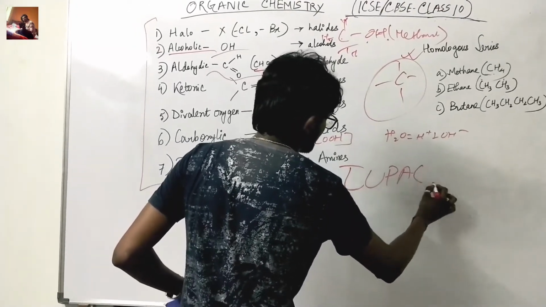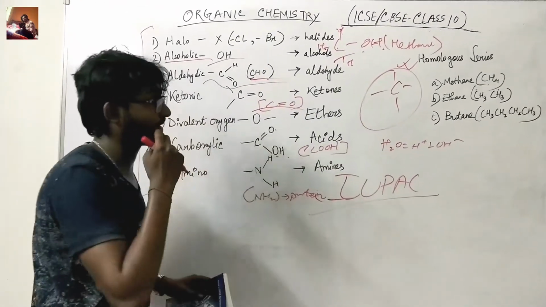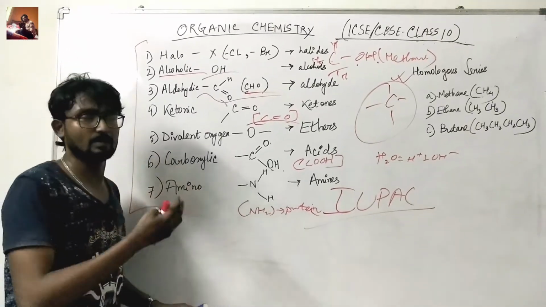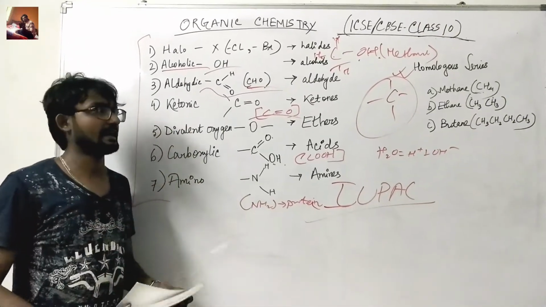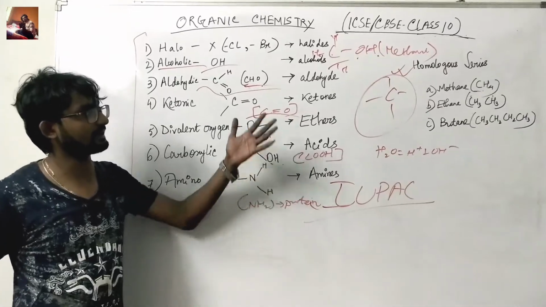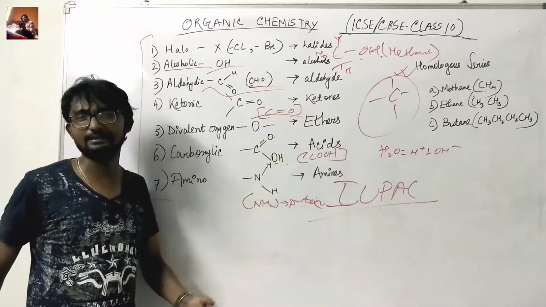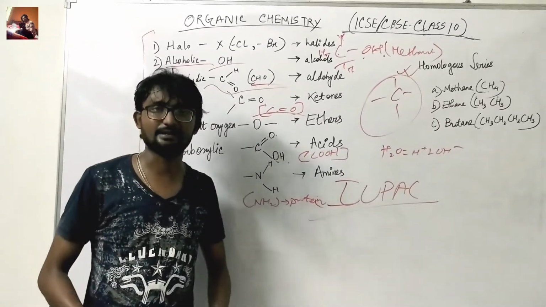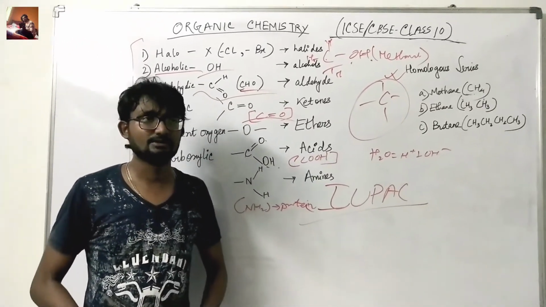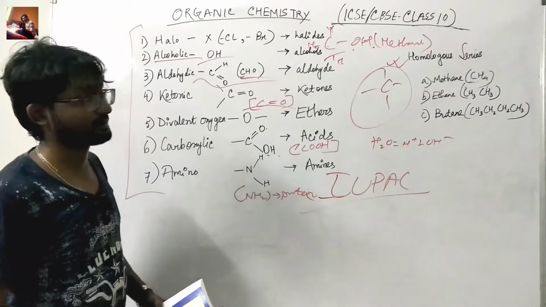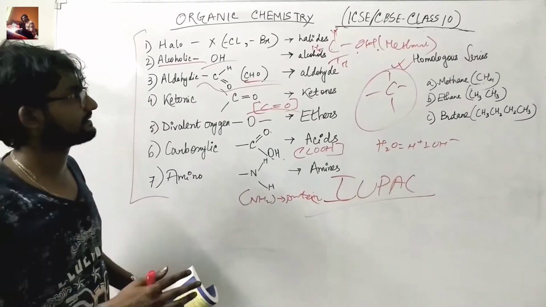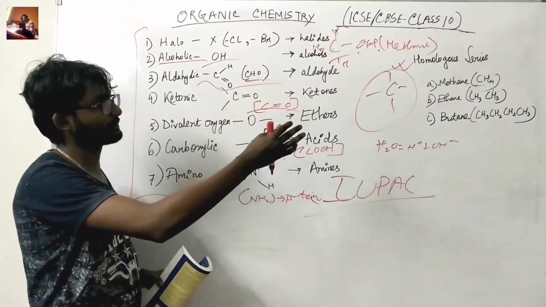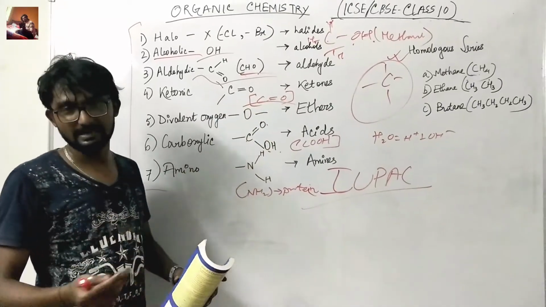How you can memorize the nomenclature, how you can name a compound by seeing its structure, and how to prepare methane, ethane, and mainly those compounds you have in your class 10 or class 9 syllabus. Till next time, I will come back in the next class with the main production of methane, ethane and all, and the IUPAC names.